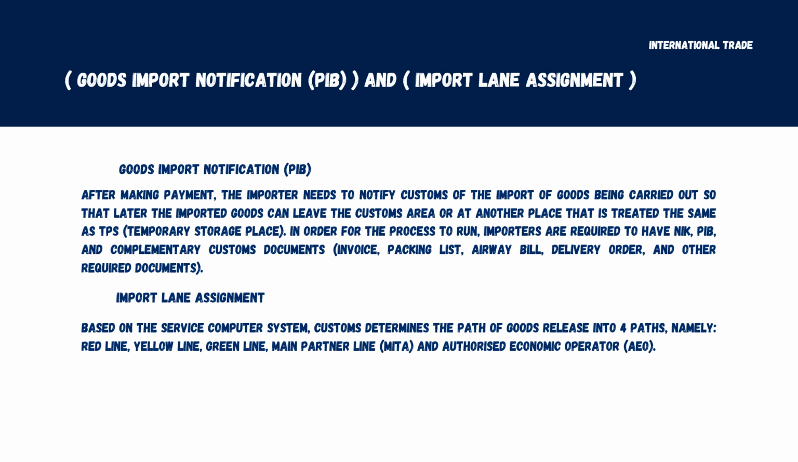Import lane assignment. Based on the service computer system, customs determines the path of goods release into 4 paths, namely, red line, yellow line, green line, main partner line, MITA, and authorized economic operator, AEO.